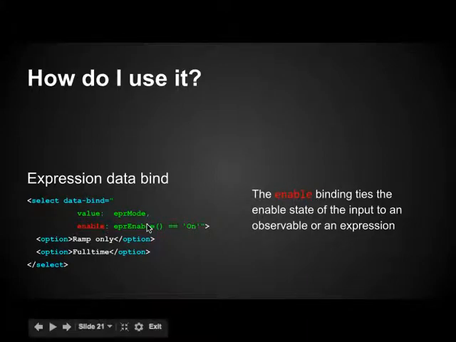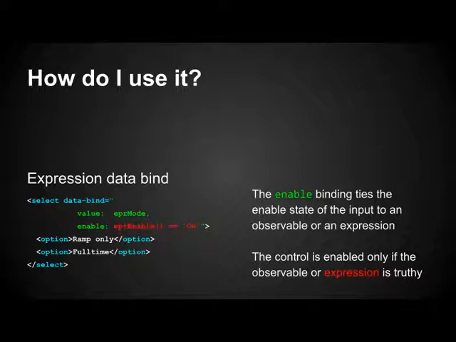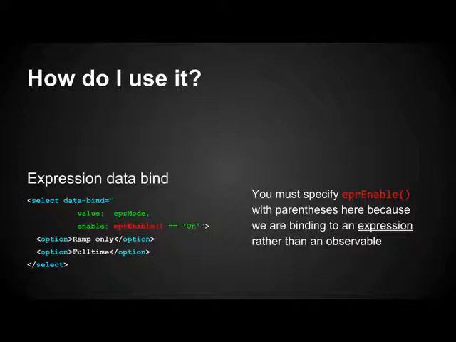And you'll notice that here I've specified that you need to use parentheses. The rule of thumb really is if you're using an expression to describe your data binding, then you need to use parentheses to actually get the value of that. When Knockout goes through and evaluates the bindings, if you've got an expression, you have to call it to get the actual value from the observable. But if it's just a regular field on that view model, you don't have to specify parentheses. So this control is enabled only if the observable or the expression is truthy. And I mentioned the parens there.